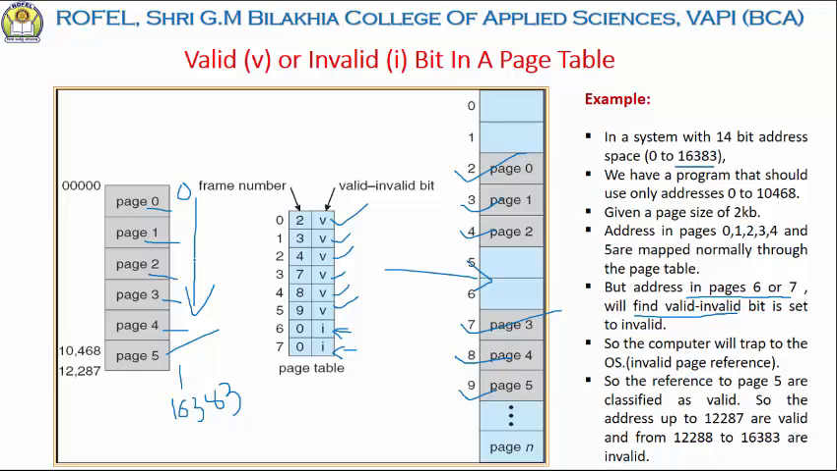So the references to pages 0 to 5 are classified as valid, and the address 0 to 12,287 is valid, but from 12,288 to 16,383, from 12,288 to 16,383 are invalid address space. So are you getting this, valid and invalid?